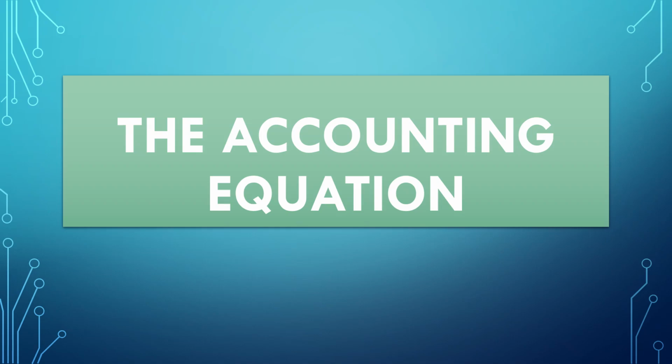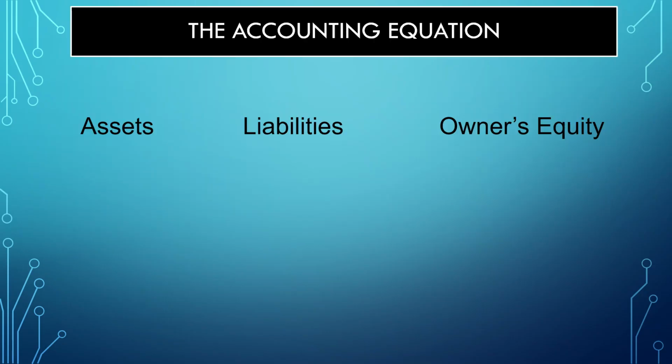In this part of the chapter, we will have the accounting equation. Now, let's proceed to the accounting equation. Remember that we have three main elements of the statement of the financial position. We have the assets, the liabilities, and the owner's equity. The assets are the resources owned by the business.